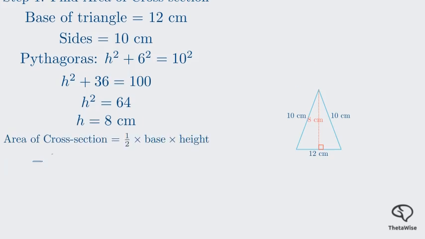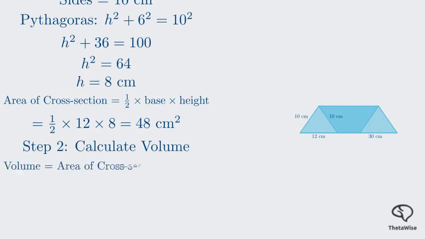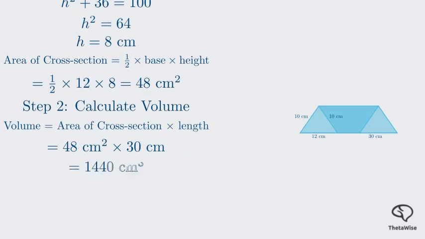Now we can find the area of the triangular cross-section. It's 1/2 times the full base of 12 centimeters times the height we just found, 8 centimeters. This gives an area of 48 square centimeters. Now that we have the cross-sectional area, the rest is straightforward. The volume is the cross-sectional area times the length of the prism.